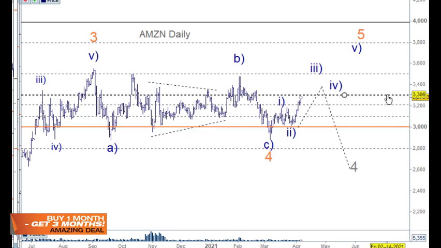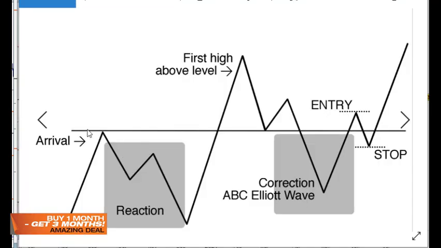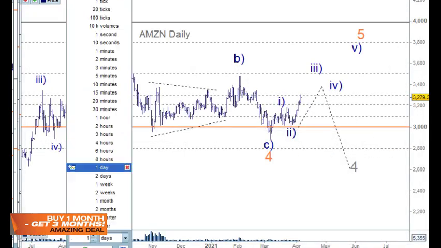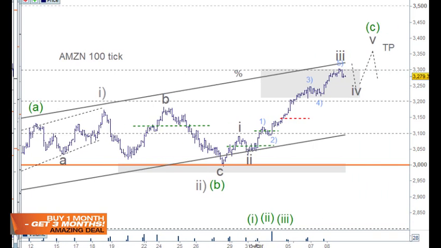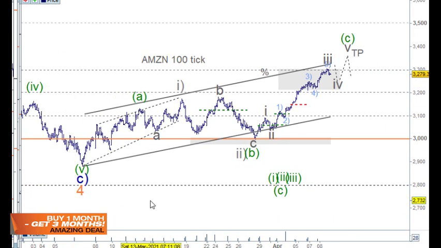If we get a tested support on this level, then we can move up from that point. So we'd need to see a little classic trading levels pattern sitting at the 300, the same as this, the arrival, the reaction, first high above the level, and all of that. So we could go into the tick chart and just have a closer look at that. So I've been counting it up as corrective, but I've got this wave 1 here and wave 2 here as an alternative count to go high with this.